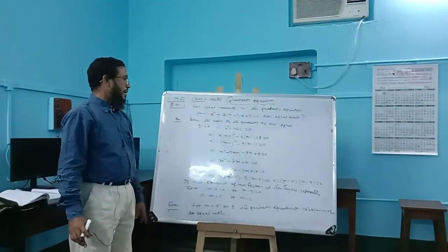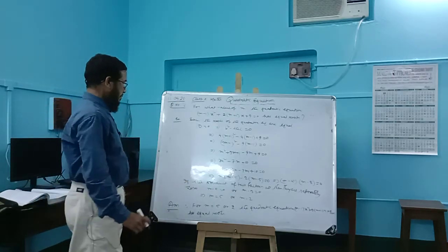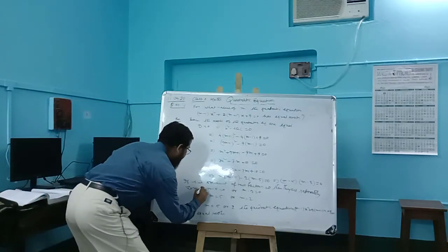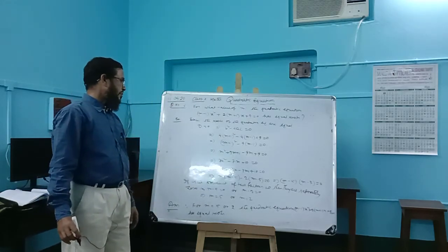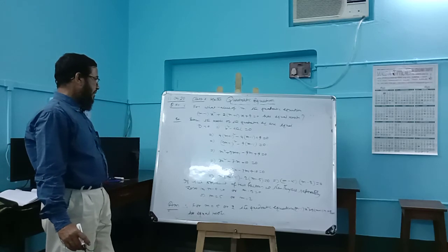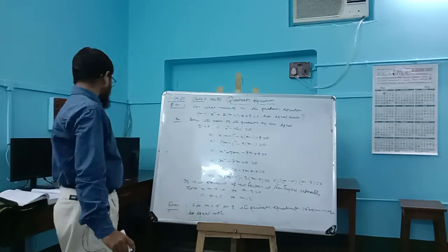If the product of two factors is 0, then they are separately 0. That is, m minus 5 equal to 0 or m minus 2 equal to 0 implies m equal to 5 or m equal to 2.